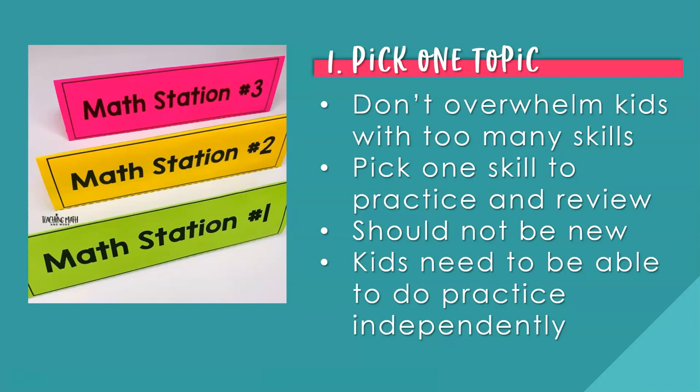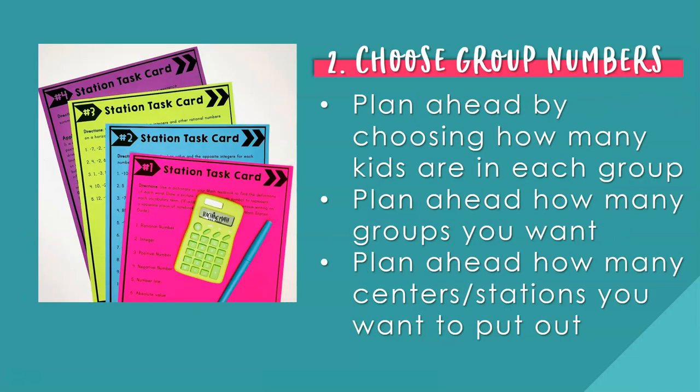Kids need to be able to practice the math skill independently, as you will be monitoring the classroom and running a teacher station. Number 2, choose group numbers. The number of kids per group will impact how many groups and centers you choose to have. Plan ahead by choosing 3 to 4 kids in each group. If you have 24 kids in your class, you will have 6 groups of 4. If you have 28 kids in your class, you will have 7 groups of 4. Choosing how many groups you will have helps you plan your math centers.